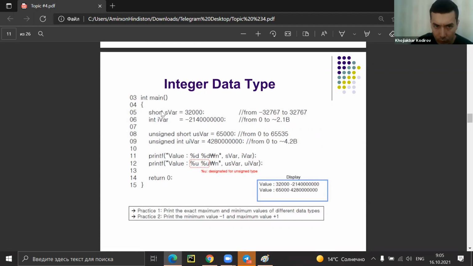So for the keyword short, I'm using 32,000, and for the keyword int, I'm using 2 billion. And I'm doing the unsigned ones here, unsigned short and unsigned integer. Then I'm printing them. When I'm printing unsigned integers, I do not use the usual format, I use U.